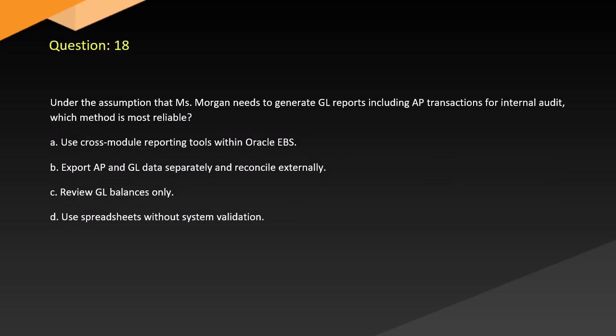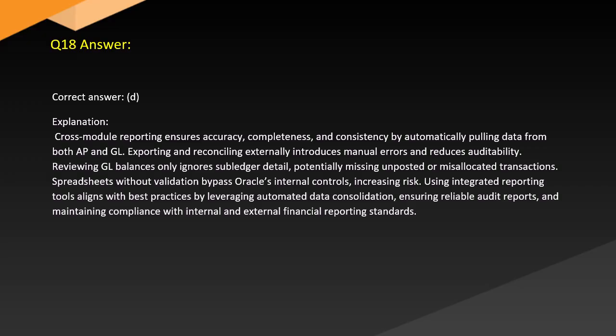Question 18. Under the assumption that Morgan needs to generate GL reports including AP transactions for internal audit, which method is most reliable? A. Use cross-module reporting tools within Oracle EBS. B. Export AP and GL data separately and reconcile externally. C. Review GL balances only. D. Use spreadsheets without system validation. Answer. Correct answer, D.